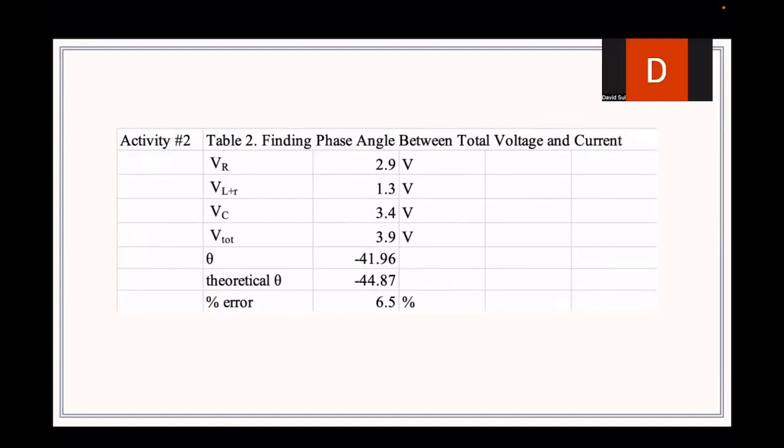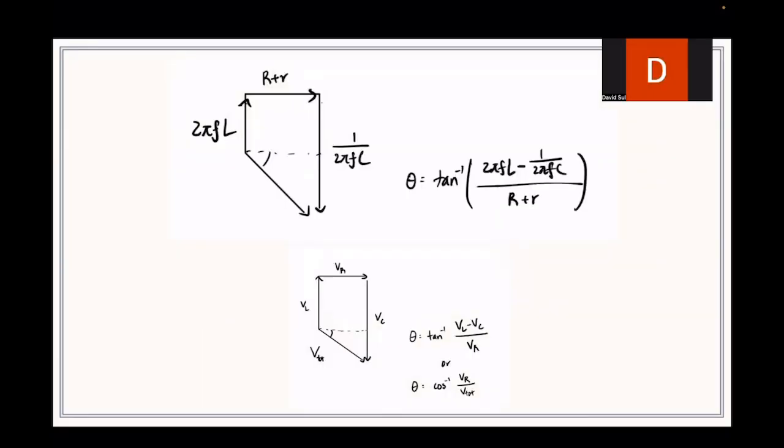For activity number 2, we tried to measure the phase angle between total voltage and current. We also utilized this diagram because we know that the voltage of the capacitor is 90 degrees behind the current, while the voltage of the inductor is 90 degrees ahead.